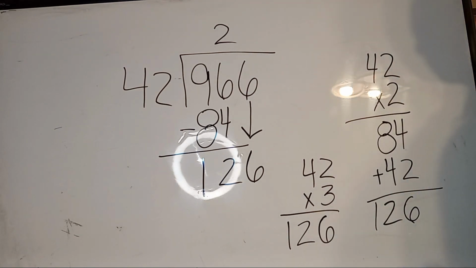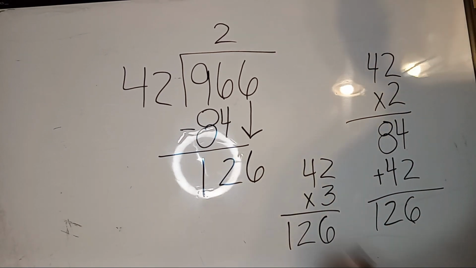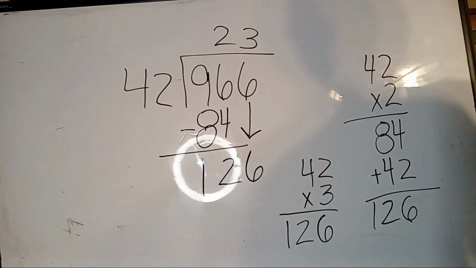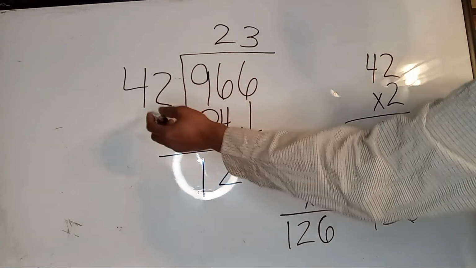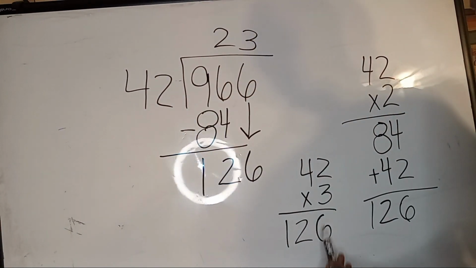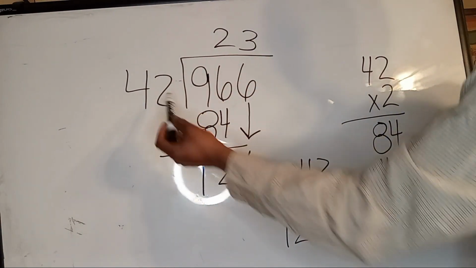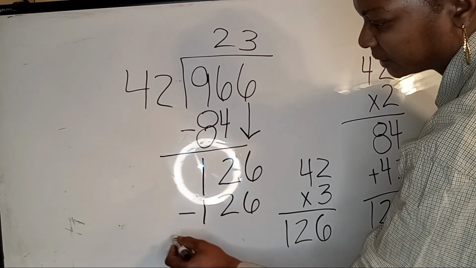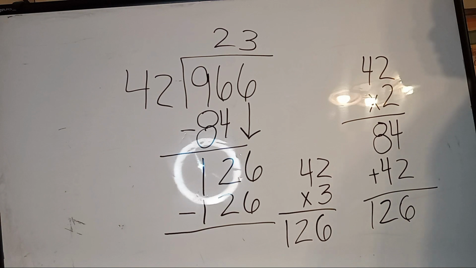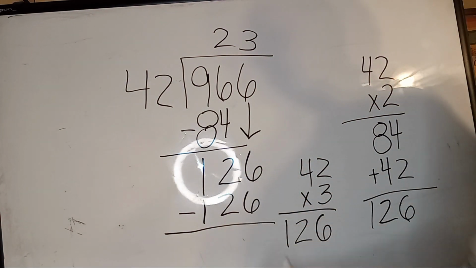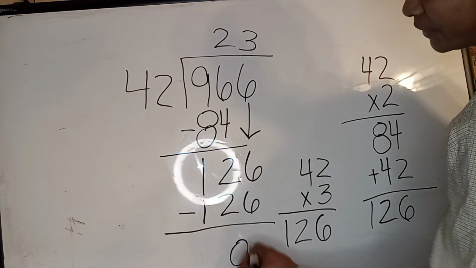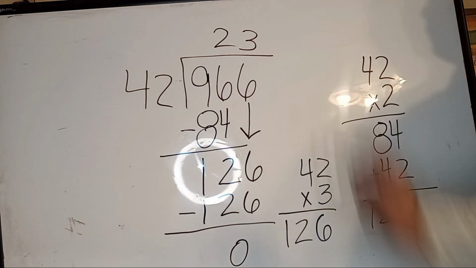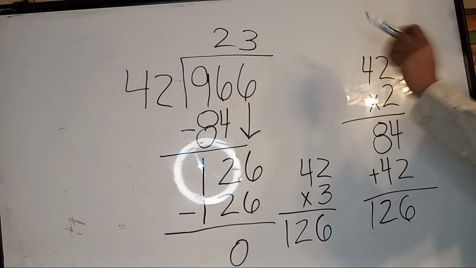So, that took us 3 groups of 42. So 3 groups of 42 got us to 126. So, we put our 3 over top of the 6. We do the multiplication again, which is just what we already know. 3 times 42 is 126. We write that up underneath the 126 that we have. And now we know that 126, take away 126, leaves us with nothing. So therefore, the answer is going to be 23.